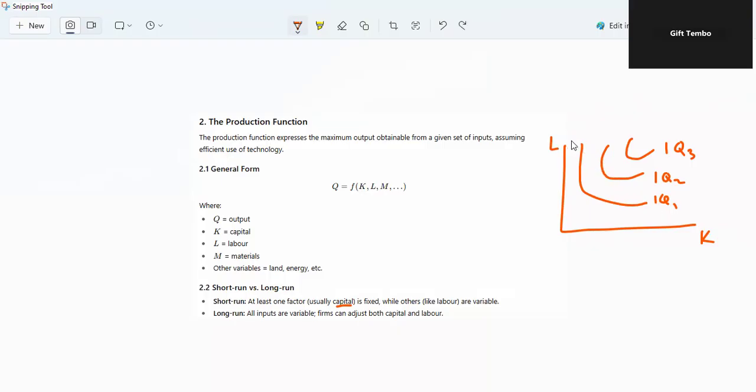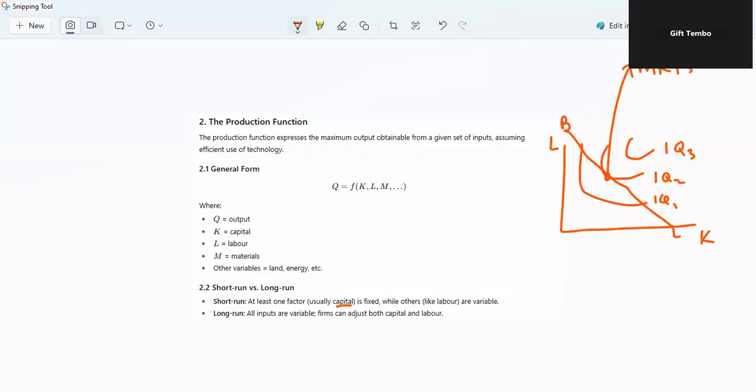But when you're looking at the optimal production, it's simply at the point where the isoquant kisses the budget line. This is what we call the MRTS, marginal rate of technical substitution. It's the point at which output and the budget line meet.